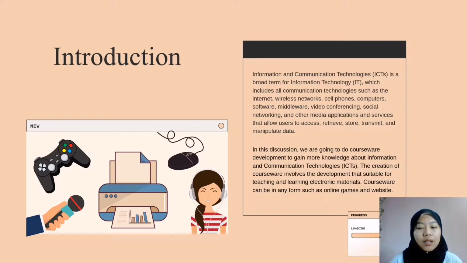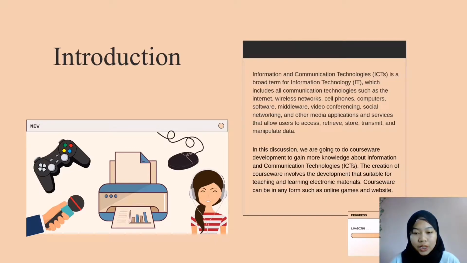Introduction. Information and communication technologies is a broad term for information technology, which includes all communication technologies such as the internet, wireless networks, cell phones, computers, software, middleware, video conferencing, social networking, and other media applications and services that allow users to access, retrieve, store, transmit, and manipulate data.